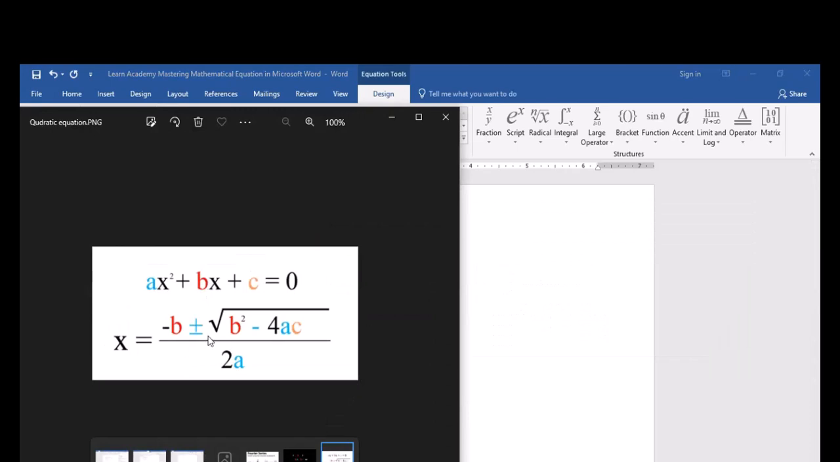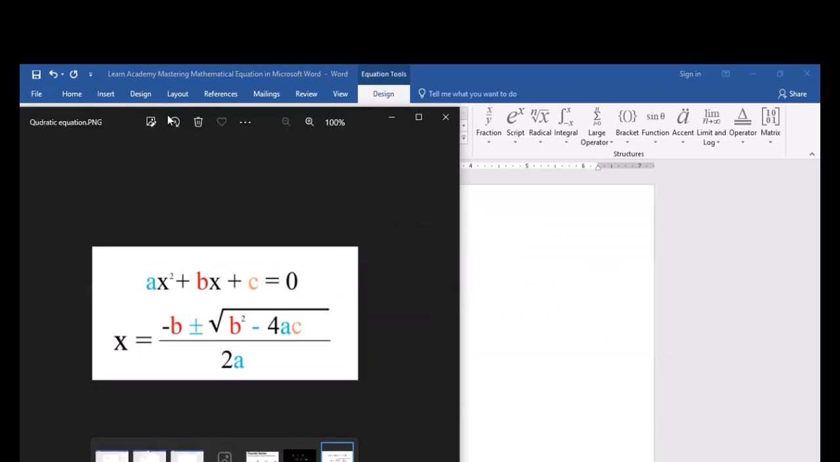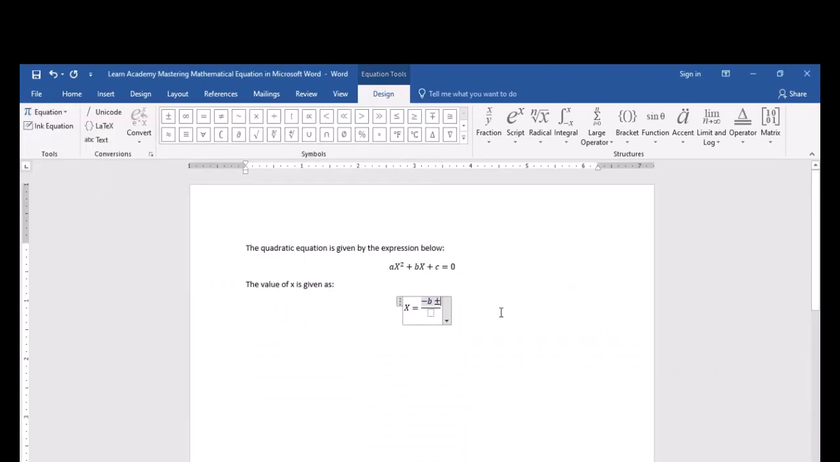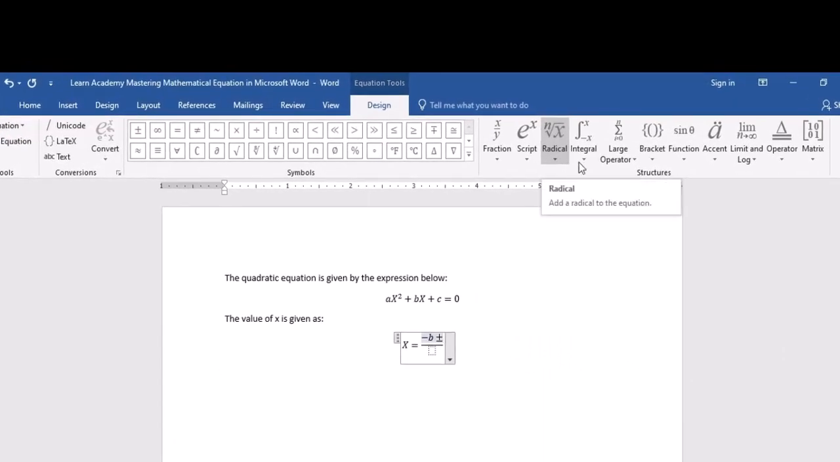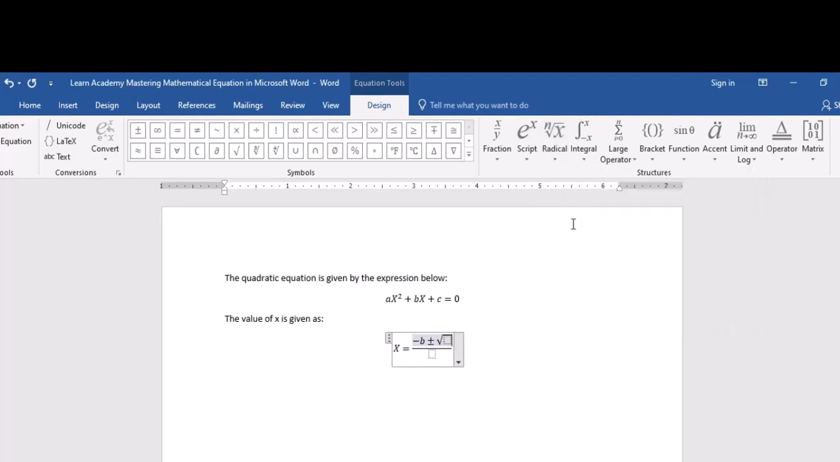Then you can see this sign, plus or minus. To have the plus or minus, I will come to the symbols section. I can see the plus or minus here. Then the next one I have is the square root of this expression. To have the square root, I come to the radical under the structure section. Come to the radical, so I have the square root.